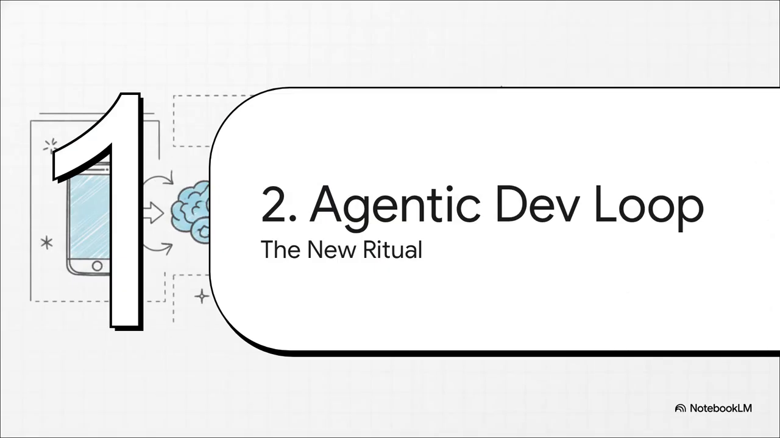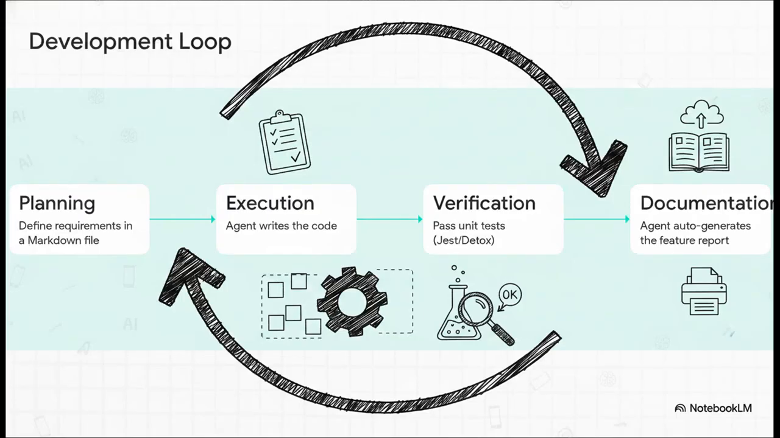Section 2, the agentic development loop, the new ritual. Stepping into this orchestrator role requires a super reliable engine and a bit of discipline. Here are the 4 stages of the agentic loop that you literally must enforce for every single feature. First up, planning. Before writing any React Native or Flutter code, you define the app structure and requirements in a Markdown file, letting the agent suggest the folder architecture.